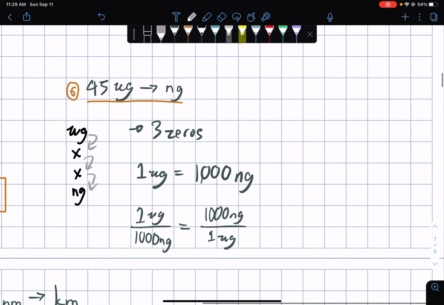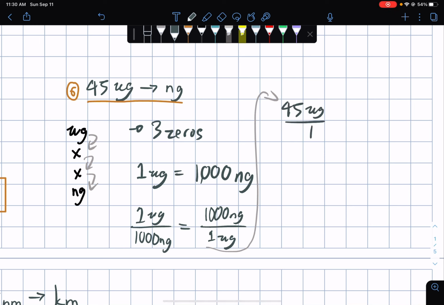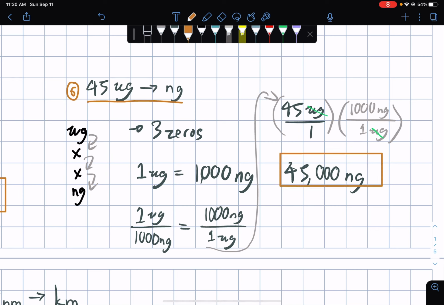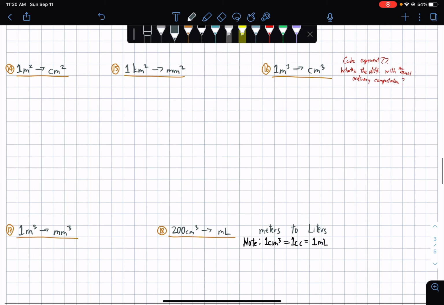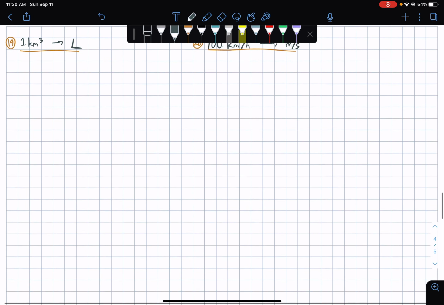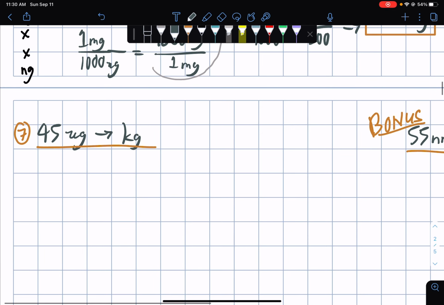So with this in mind, let's head over up here. 45 micrograms over 1 times 1000 nanograms over 1 microgram. Cancel the value of micrograms. So 45 times 1000, we get 45,000 nanograms. Okay, so yeah, we still have a few more problems to go through. Let's proceed to number 7.